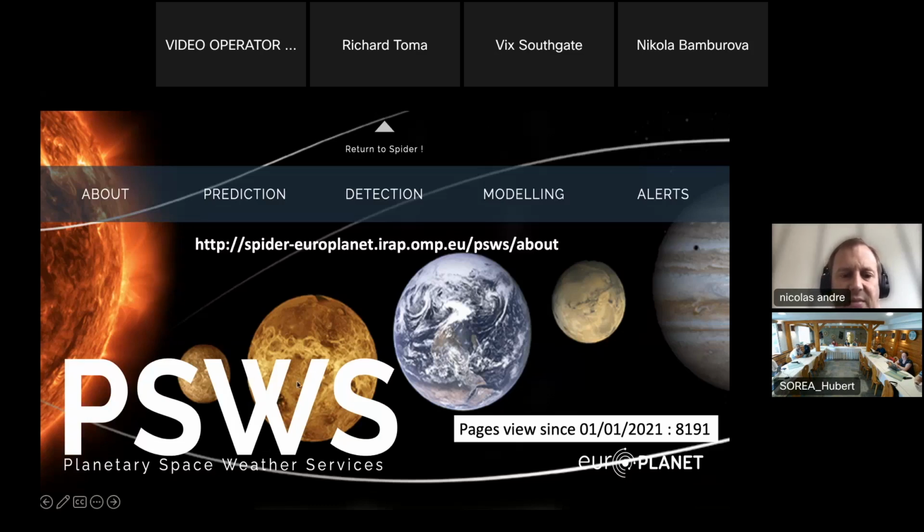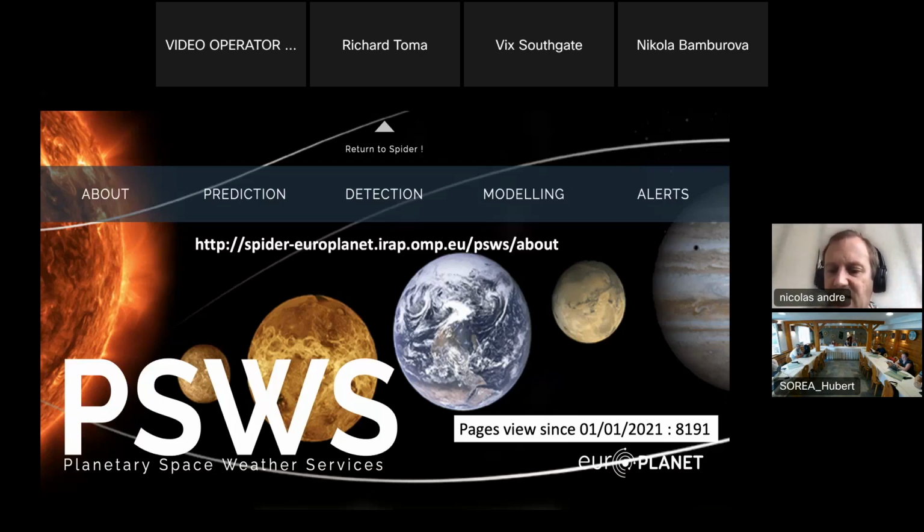This PSWS is about planetary space weather. Space weather is a very big field at Earth. You know that there are many activities, many actors, many things to develop to understand the relation between solar disturbance and spacecraft orbiting the Earth, or the Earth's environment. In particular, industries are very interested in being able to predict in advance the arrival of disturbance, to detect them, and also to model their effect on the planetary environment, the Earth, but mainly on the spacecraft.